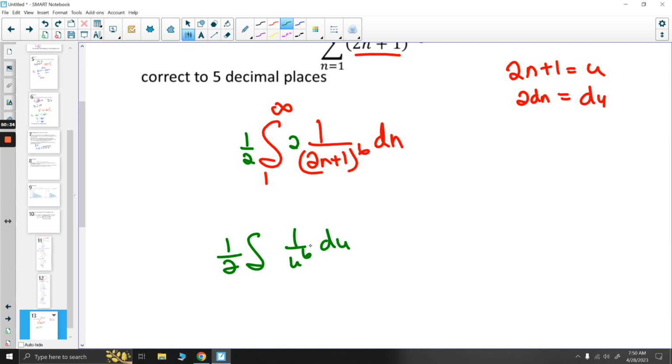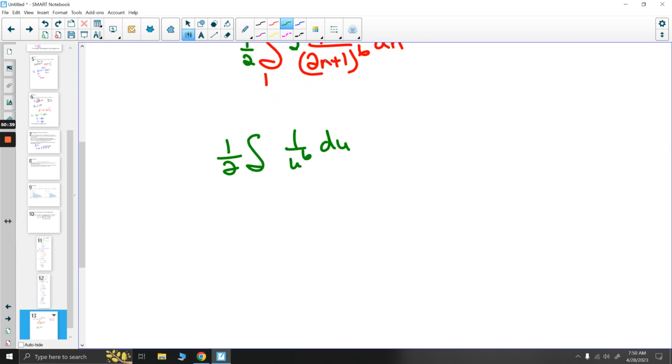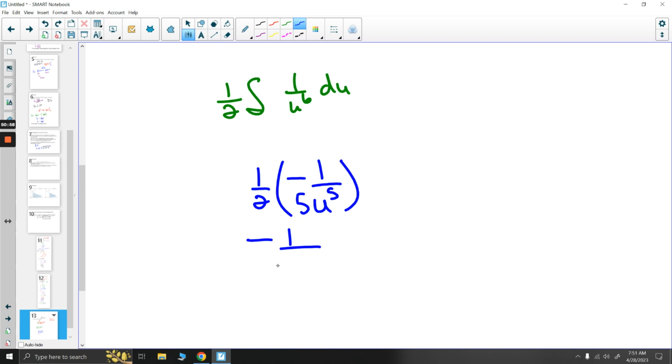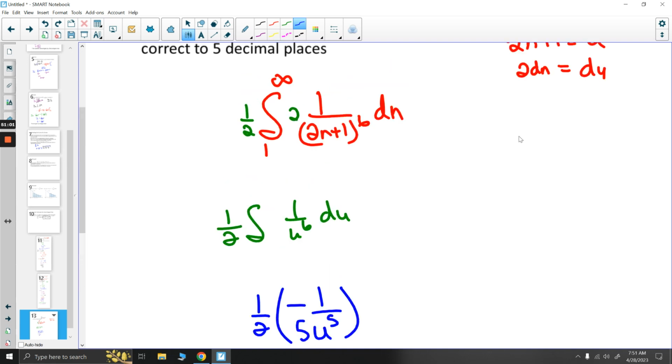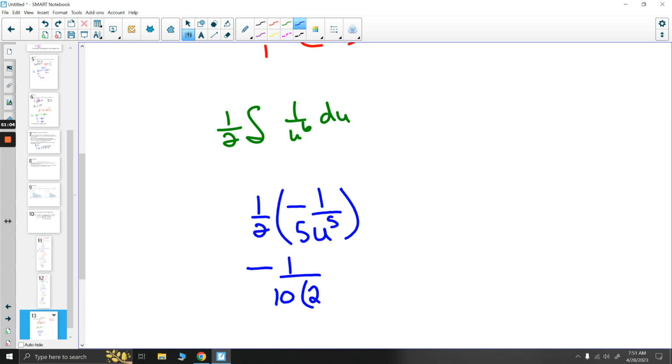Okay, now this is a p-series. Its power is greater than 1. It converges. But again, we can see that as well if we just integrate this thing. That would be negative 1 over u to the, so it would be 5u to the 5th. Okay, and it's times 1/2. So that means that this would be negative 1 over 10. And instead of u, we're going to go back to what we had, 2n plus 1. 2n plus 1 to the 5th. And we're taking this from infinity to 1.